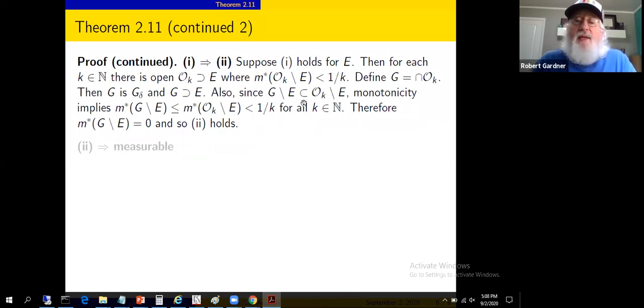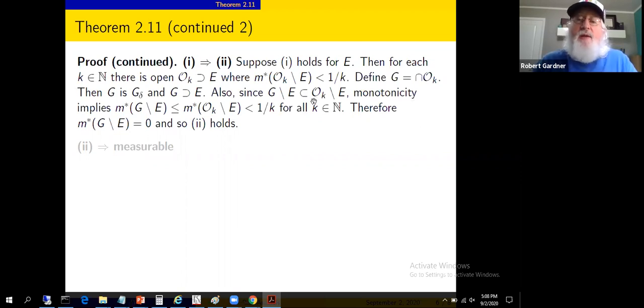G set minus E is a subset of O sub K set minus E because G is a subset of each O sub K. G was defined to be the intersection of all of the O sub Ks. So any particular O sub K is a superset of G. So G is a subset of O sub K. So we get this set inclusion when we do the set subtraction of set E, because O sub K has more stuff in it than G has. And we've subtracted the same amount from both sides, if you like, informally.